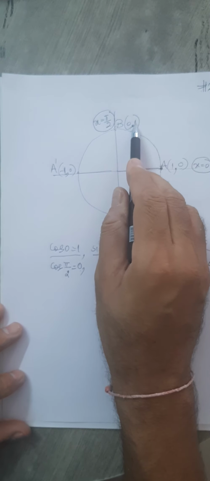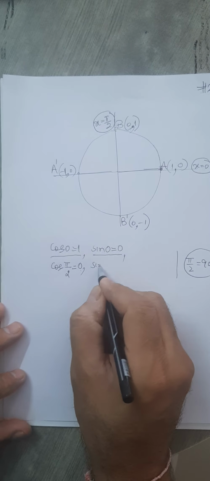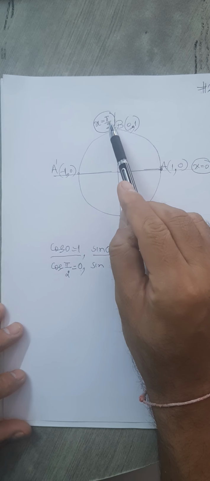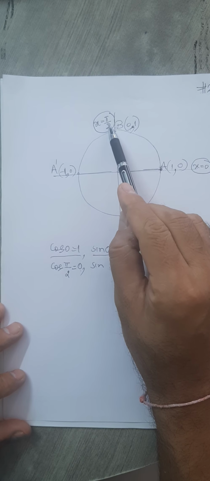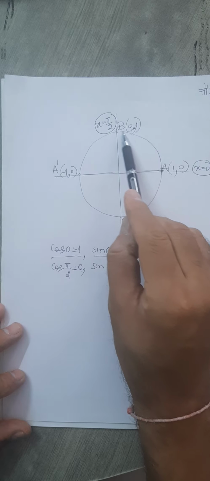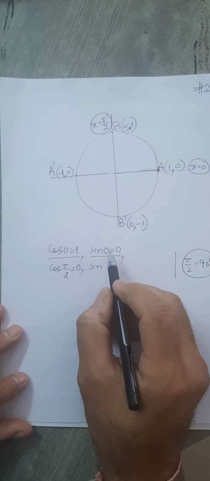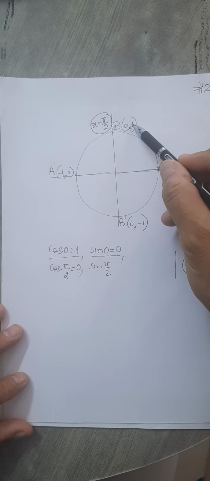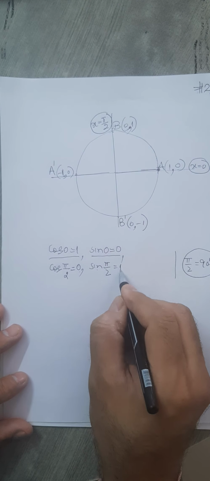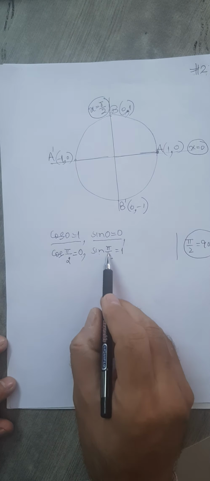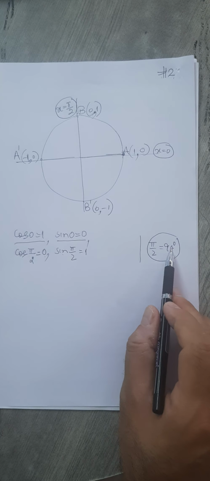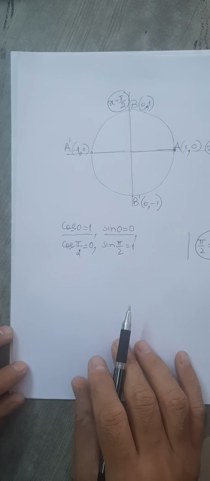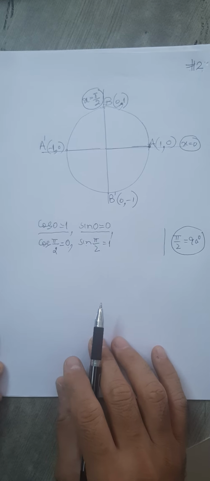Come to this. This is the second coordinate, so it is the sine function. Which arc length is here? Pi by 2. So sine pi by 2. Which coordinate does the sine function represent? The second coordinate. So sine pi by 2 is 1. You know sine pi by 2 is the same as 90 degrees, and sine 90 is 1. So we have this. Okay.